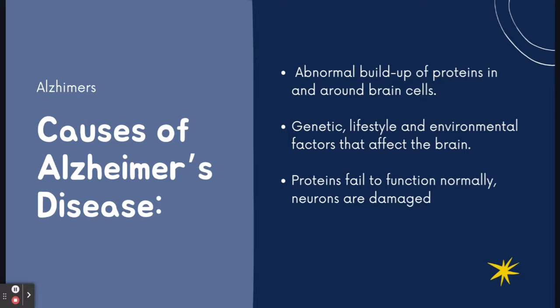Causes of Alzheimer's disease. Scientists believe that for most people, Alzheimer's disease is caused by a combination of genetic, lifestyle, and environmental factors that affect the brain over time. The exact cause of Alzheimer's disease is presently unknown, but at a basic level, brain proteins fail to function normally, which disrupts the work of the brain cells and triggers a series of toxic events. The neurons of the brain are damaged, they lose connections to each other, and eventually die. It's also caused by the abnormal buildup of amyloid and tau proteins in and around brain cells.